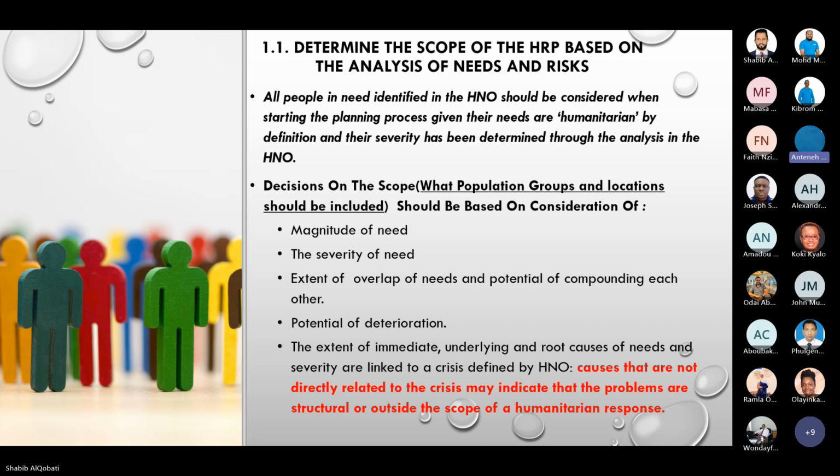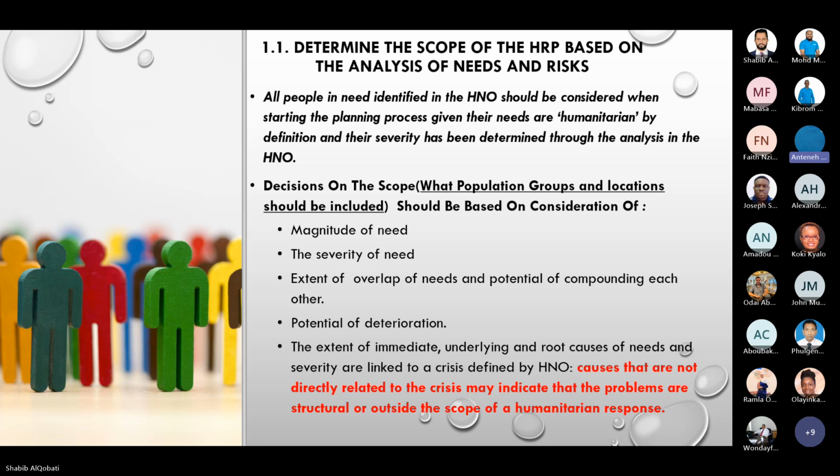Some of the considerations for defining the scope of the HRP: we look at, for example, the magnitude of need. This is simply the PIN per certain administrative region. Usually we look at areas with higher concentration of need. We also look at the severity of need. Areas in severity 4 or 5 we usually consider the first priority, but areas with less severity, like severity phase 1, are considered maybe the second priority. And we also look at the intersectoral level, where the needs overlap among the different administrative units.